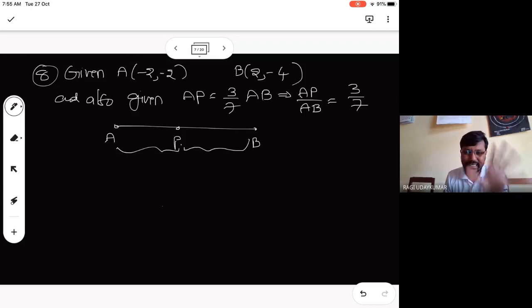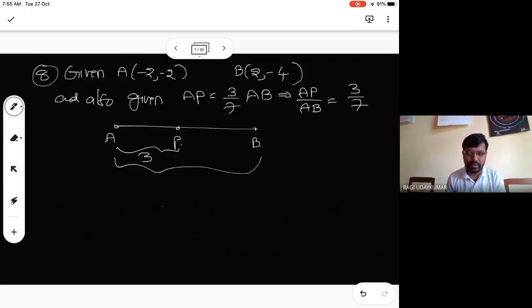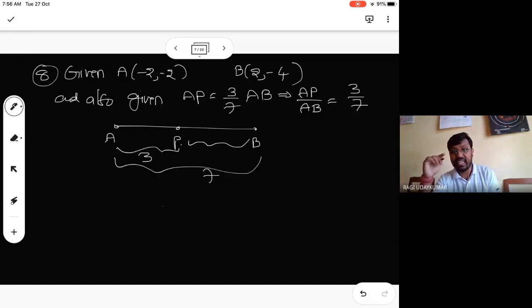So can you guess? AP is 3 parts. Okay, this AP is 3 parts, total AB is 7 parts. So how much will PB be? Anyone? 4. Yes. So the ratio to be taken as AP is to PB, 3:4 should be taken. Yeah, I just made you understand graphically.